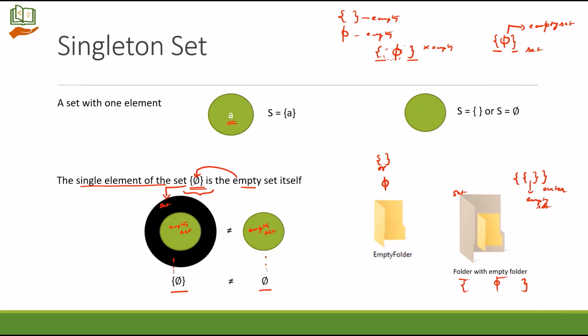So you can either represent it using two curly braces enclosed with nothing, or one pair of curly braces enclosed with phi. Both these notations are actually equal, but these two are not equal. The other way to represent the empty set is what I mentioned using dual curly braces together.